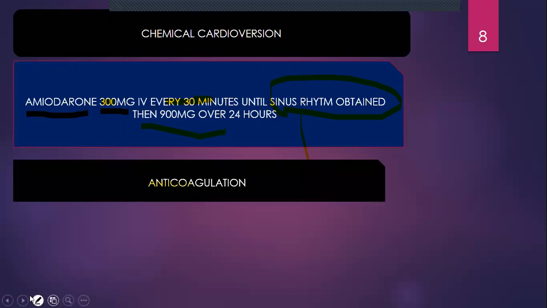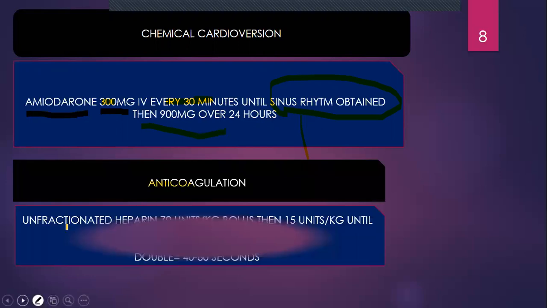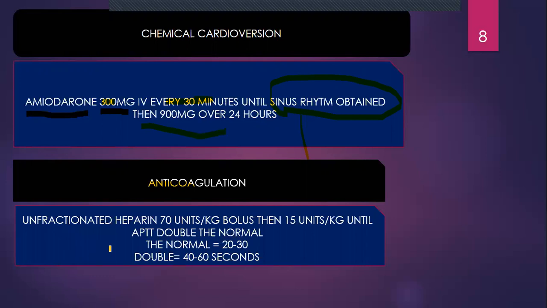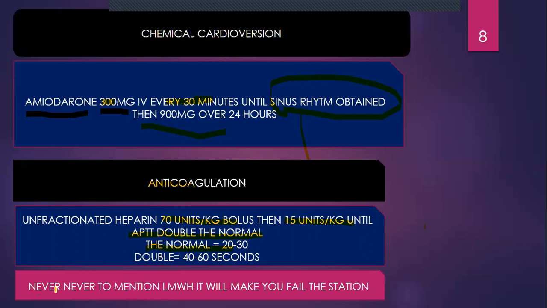The anticoagulation, you must say just this: unfractionated heparin. I will give 70 units per kg as a bolus, one shot. Then 15 units per kg per hour until the APTT, the activated partial thromboplastin time, is double the normal. In the exam, you can say APTT normal. We will accept that. The normal is 20 to 30 seconds, so the double is going to be 40 to 60.